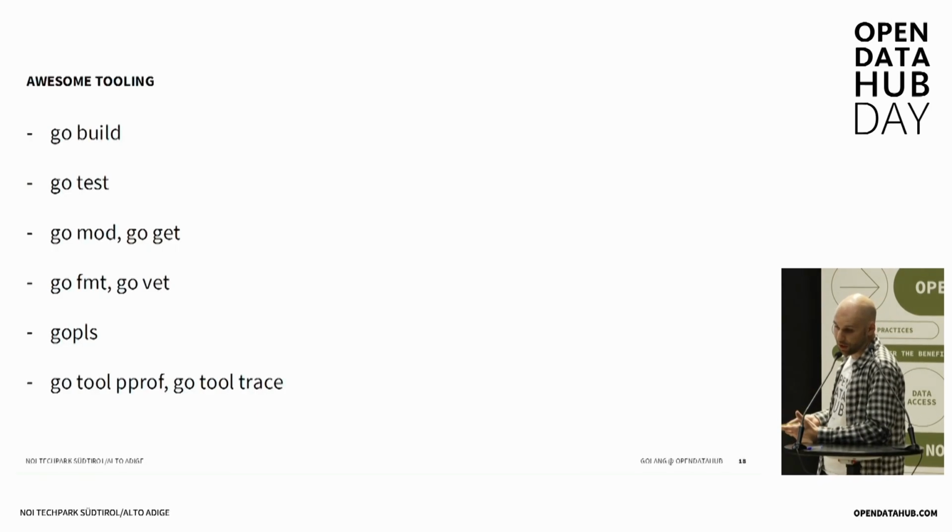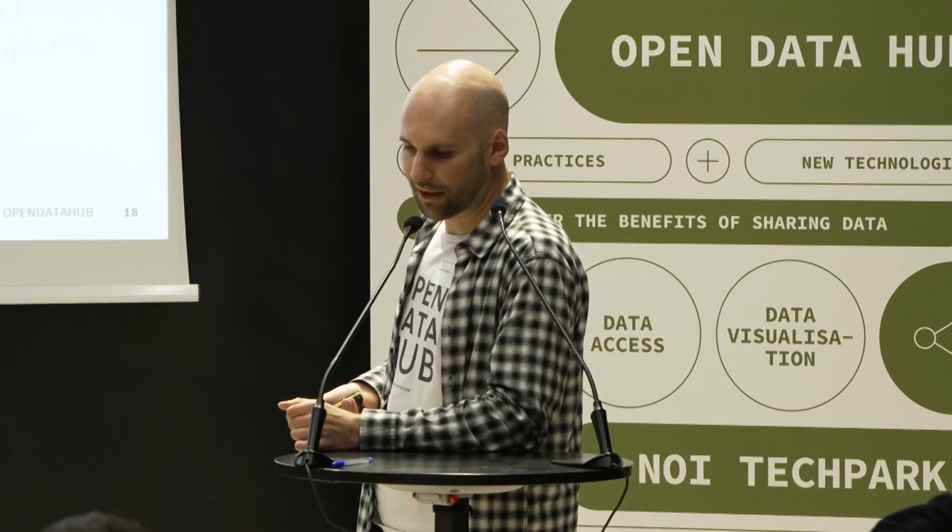Okay, then Go has awesome tooling. So these are the tools that Go has. It has Go build, obviously the compiler. It has built-in unit testing, Go test. So there's a standardized way in Go to do unit testing. You just name a file something underscore test, and it's recognized as a unit test. It isn't included in production builds. And so you don't need any external framework to do unit testing.